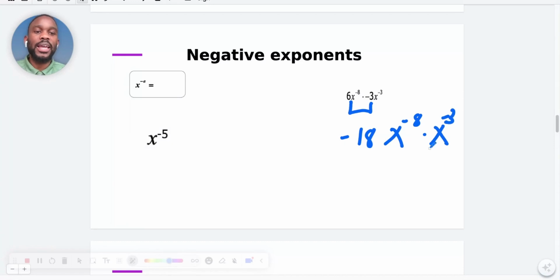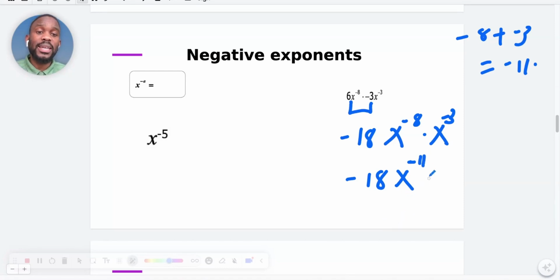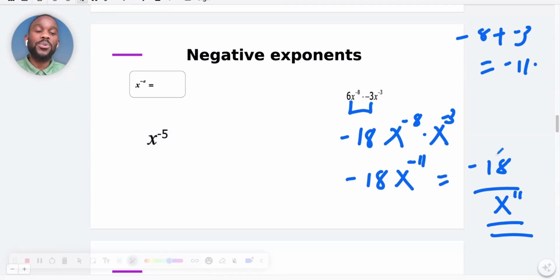First of all, you're dealing with indices of the same base. You're multiplying indices of the same base, so you can add these powers. So x to the power negative 11. However, because this is a negative power, this is the same as negative 18, x down to the power 11, like that, right? So this is one way of looking at it.